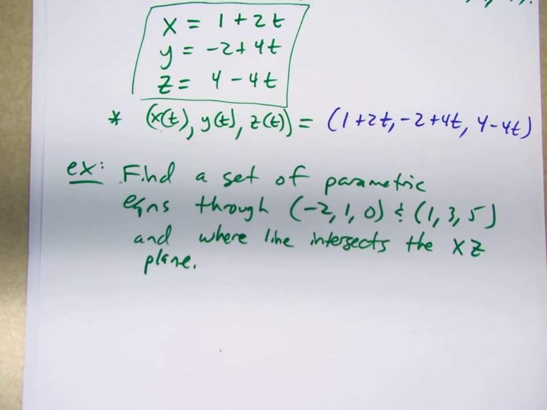Hint if you're stuck: first you need to find a vector that represents the line, or that's parallel or on the line. Once you have that, you have a couple of options for the parametric equations.